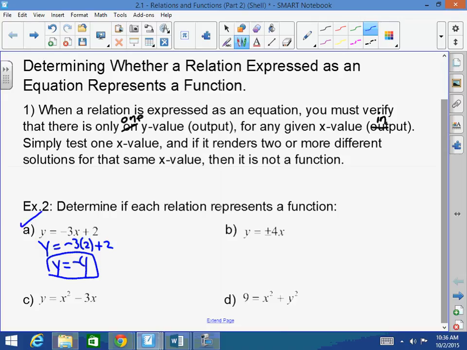Now, let's see how this works for b. Let's use 2 again. If I choose 2 for x, y equals plus or minus 8 this time. Do I have 2 different y's for the same x here? Yeah. When I plug in the value of 2 for x, I can have positive 8 or negative 8. So this is not a function.